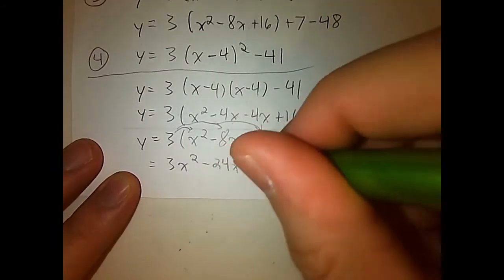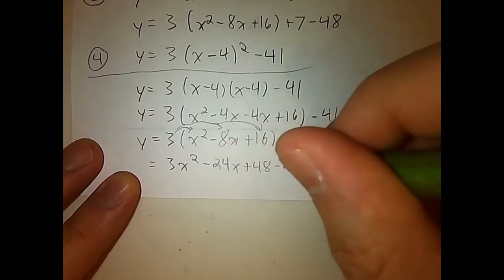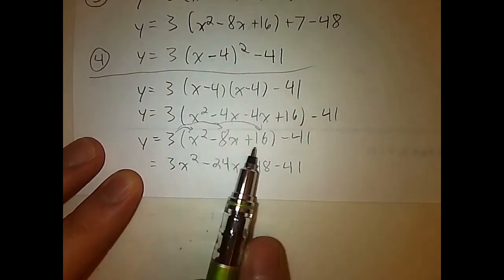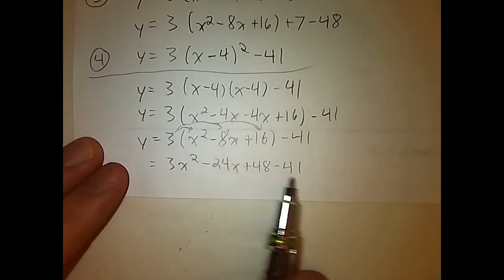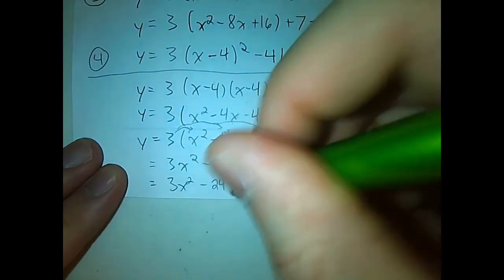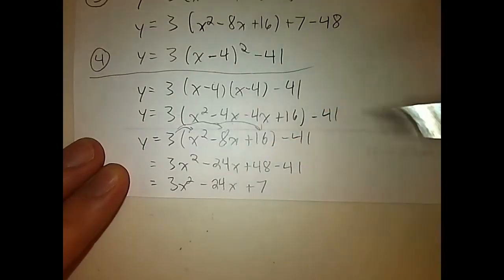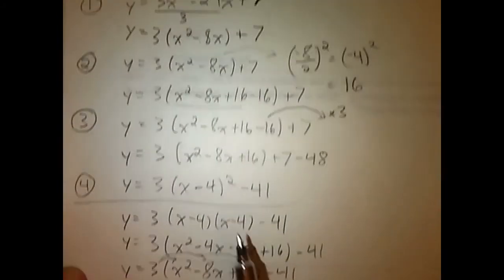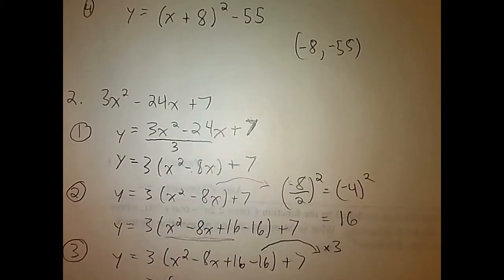is 48 minus 41, because once I expand this, the brackets go away, and then I subtract these two. I get 3x squared minus 24x plus 7, which is what I started with. So that's how I know I did it correctly.